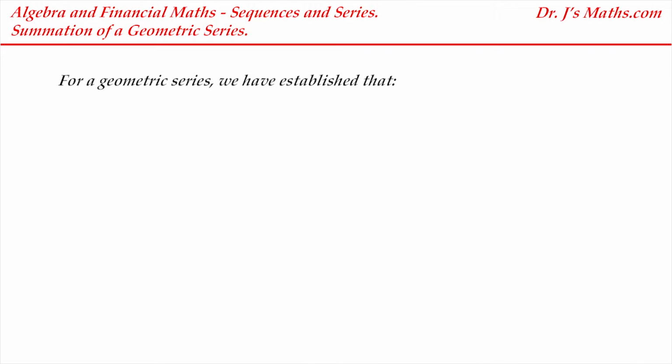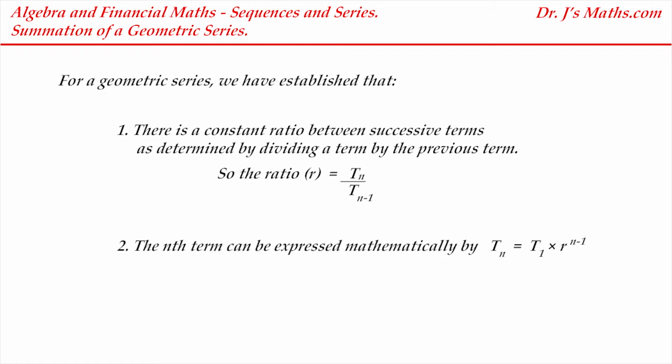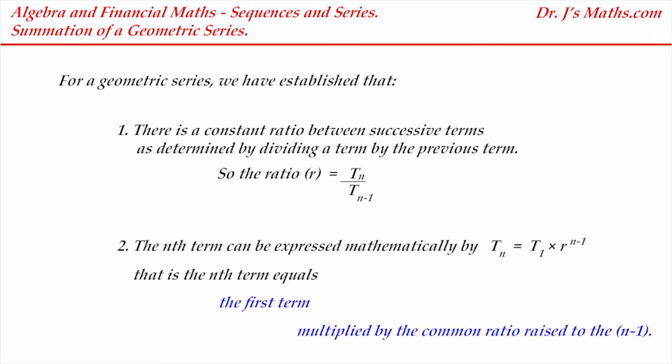In the previous videos, we have established that for a geometric series, there is a constant ratio between successive terms, and we determine that by dividing one term by the previous term. Mathematically, we can say that r is equal to Tn divided by Tn minus 1. And second, we can express the nth term mathematically as Tn is equal to T1 times r to the n minus 1, or we can simply say that the nth term equals the first term multiplied by the common ratio raised to the n minus 1.